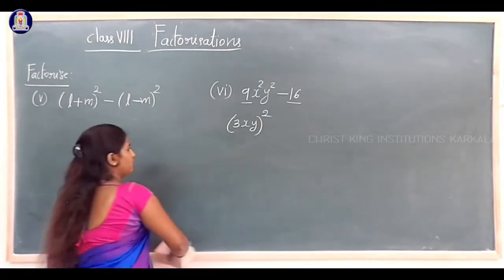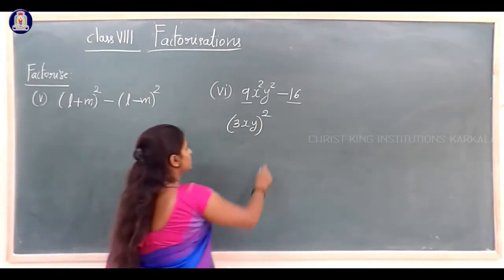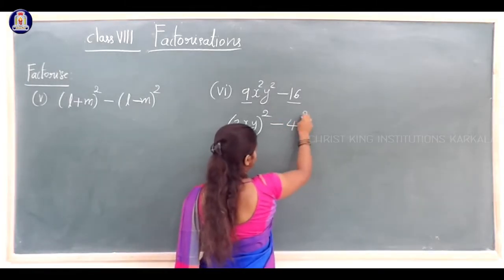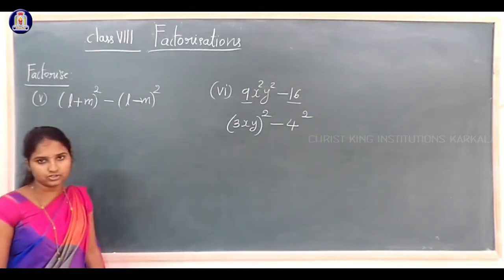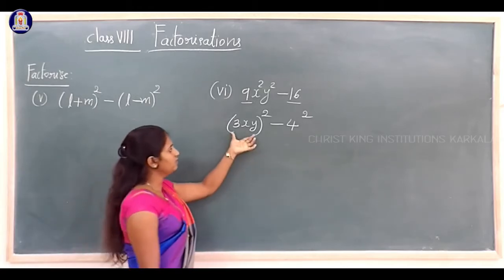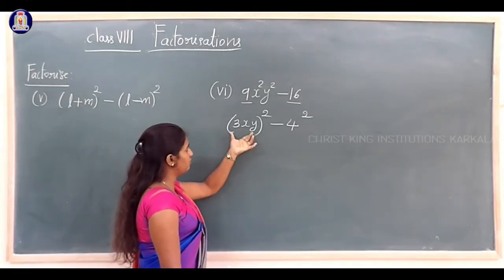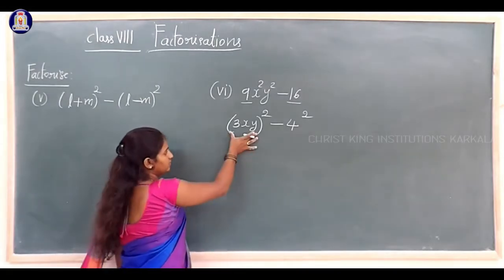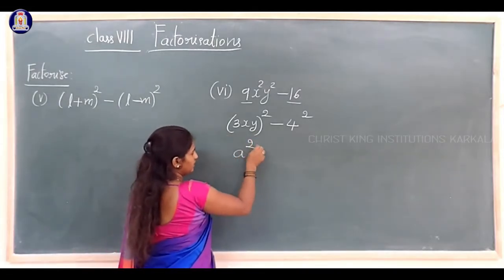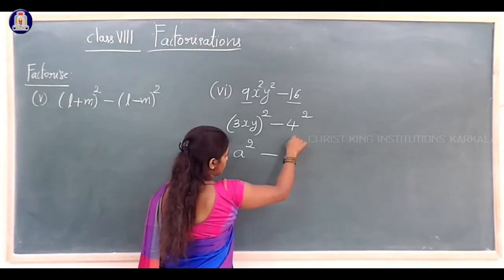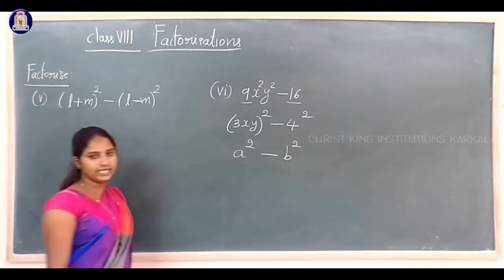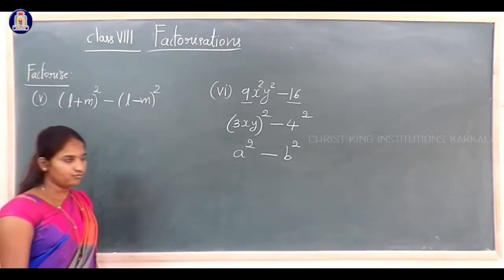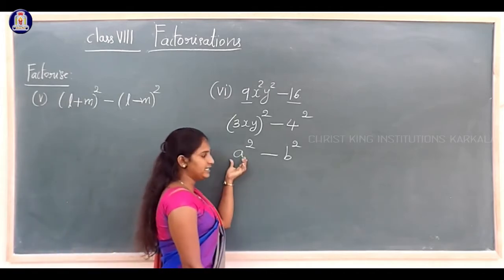Now 16, how can we write 16? 16 can be written as 4 square. 4 square means 4 into 4. Okay. So now see, the question is in the form of a square minus b square. So here this full term is a square minus b square. b is 4 and a is 3xy. So now know the identity.